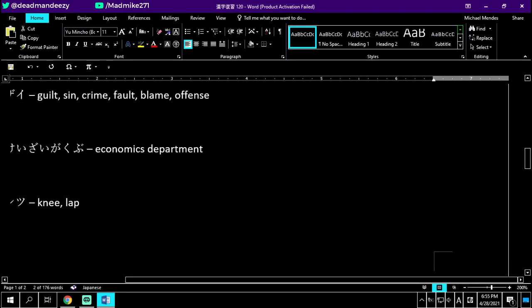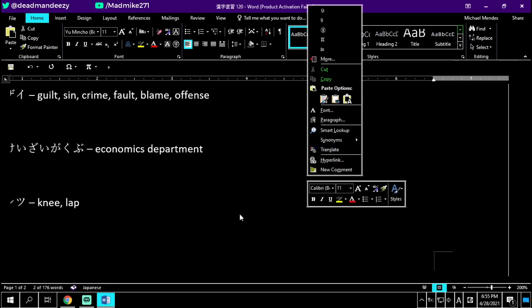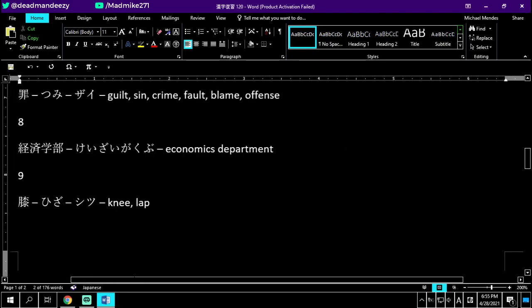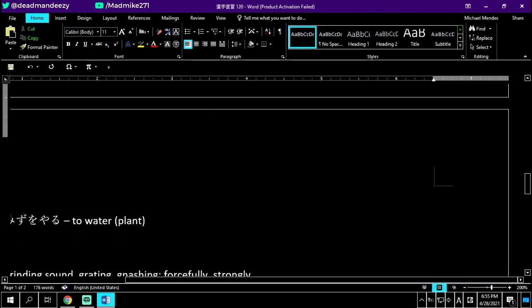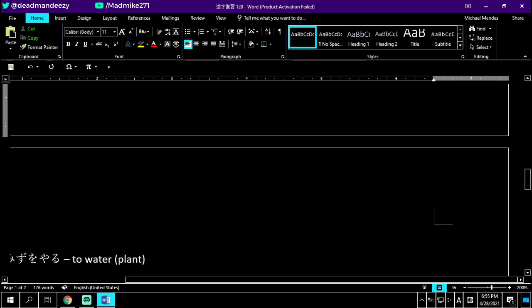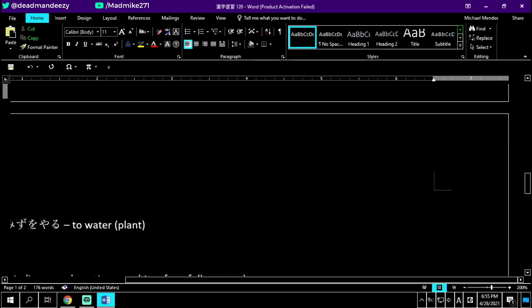A knee or a lap is a hiza. Shitsu or hiza. That's right. Shitsu or hiza. Month, knee on a tree. Hiza or shitsu. Number 10 is to water a plant. Mizu o yaru is to water something.